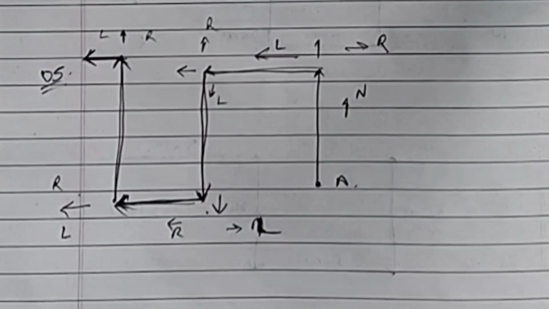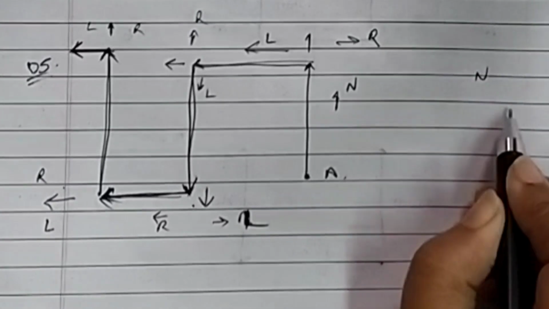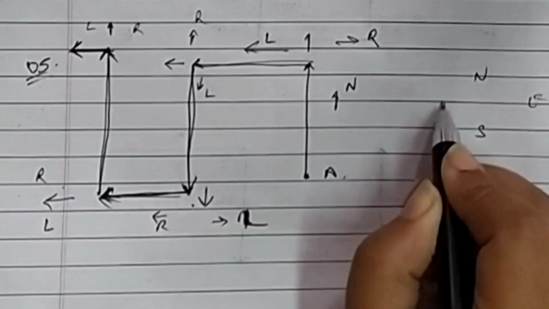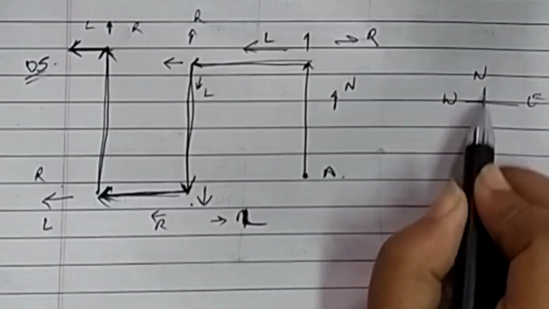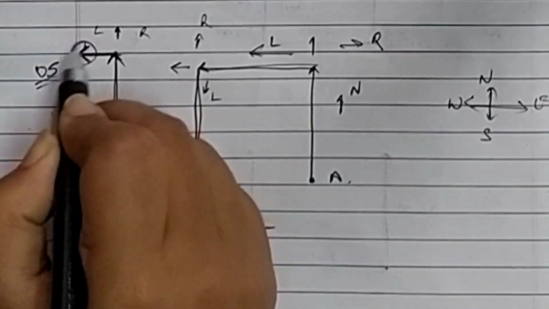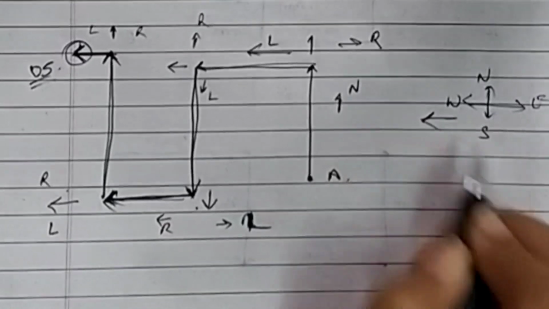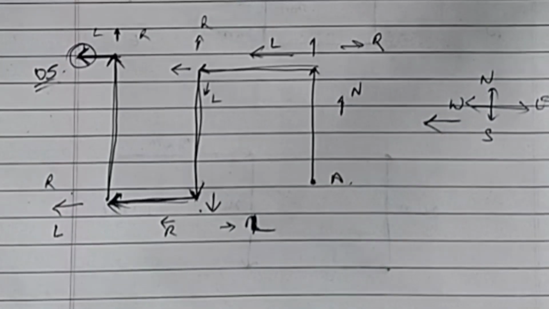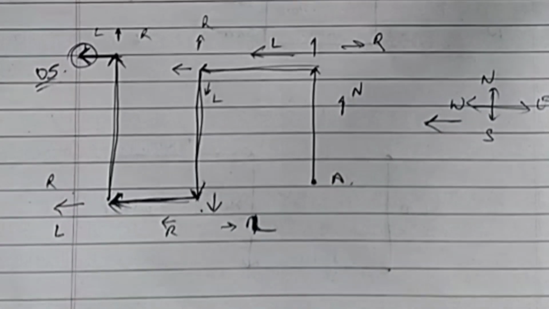Now the question is basically asking in which direction is A walking now. So we know that north, south, east, west. So here, clearly this direction he is facing, which indicates west. Hence the correct answer for this question is option A, west.